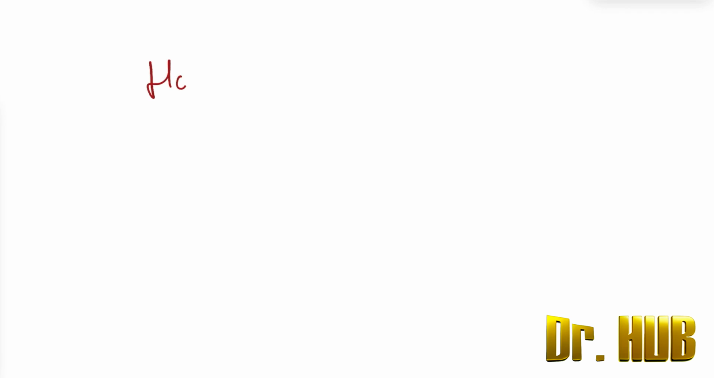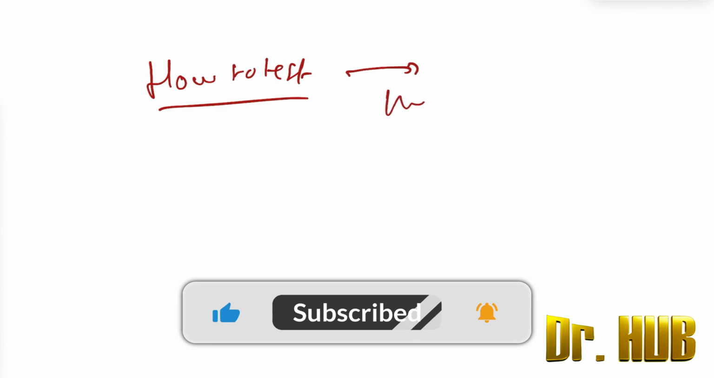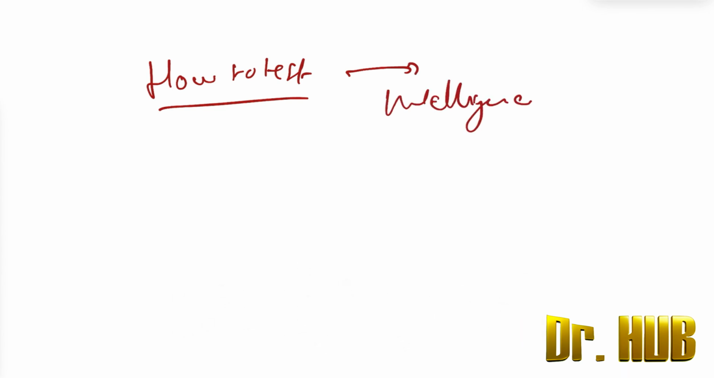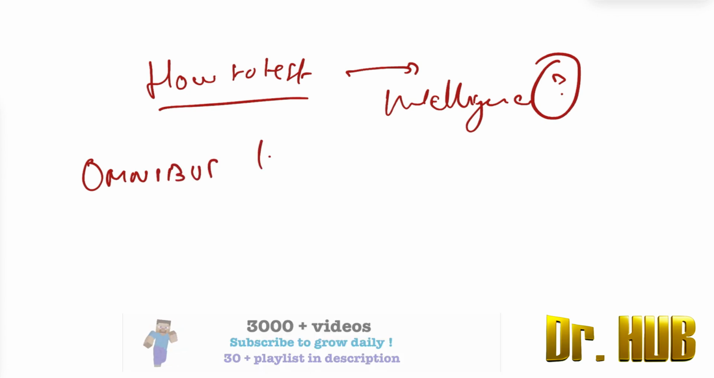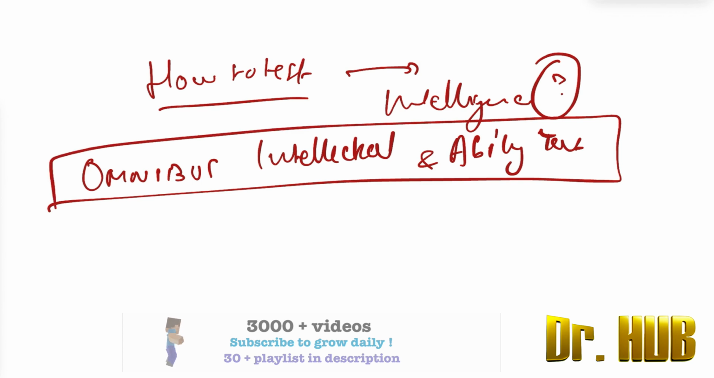Let's look at how to test intelligence. So the test of intelligence, first there is the omnibus intellectual and the ability test. So what does this mean?